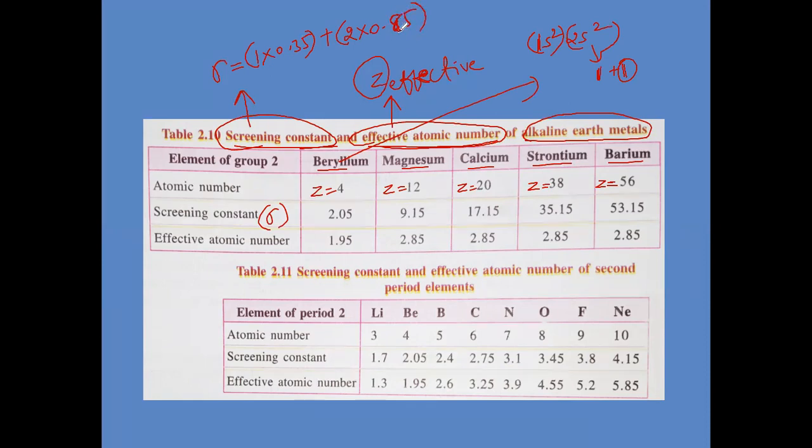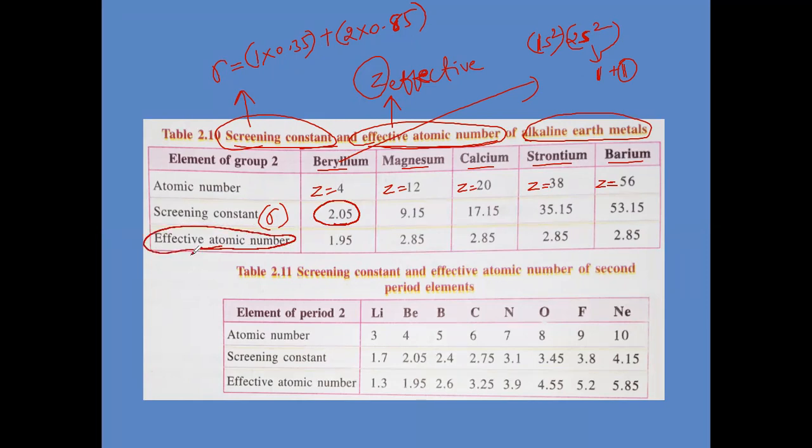Yes, we have to take 0.85 because here we are calculating for s orbital. For s orbital, we have to take 0.85 for the penultimate orbit. Tell me now how much it is? 0.35 plus 2 into 0.85. So we get the sigma value. How much do we get for the sigma value here? 2.05.